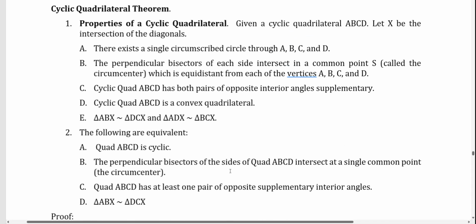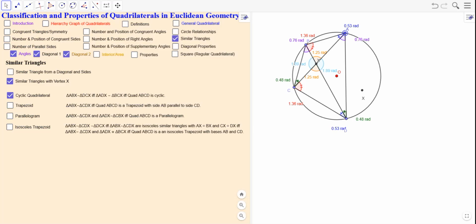And the following are equivalent. Quadrilateral is cyclic. That means it has the circle that goes through all the vertices. The perpendicular bisectors of the sides intersect at a common point called the circumcenter. If you get one of those, you get the other. The quadrilateral has at least one pair of opposite supplementary interior angles. If you've got that, you've got the other two. And if you have triangle ABX is similar to triangle DCX, that's enough to make all of these true as well. Let's do that last one. Let's talk about how we got that last one from there to the others. We talked about the other direction.